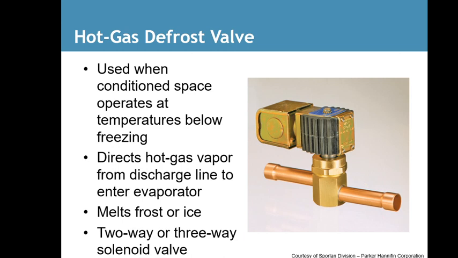Here's a hot gas defrost valve. When used in conditioned spaces, operates at temperatures below freezing. So this is what you would use to defrost sometimes the coils in a freezer or other types of coolers that might ice up. Directs hot gas vapor from the discharge line to enter the evaporator. Melts frost or ice. Two-way or three-way solenoid valves.